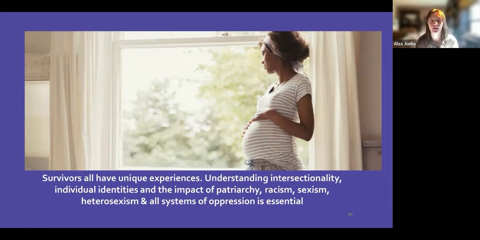To understand this, we can think about how survivors who are in a straight or heterosexual relationship may be treated very differently by law enforcement or their social circles than a survivor who is identifying as LGBTQIA+. And sexuality and gender are just one aspect of a system of oppression, but this can be extended to different identities such as race, citizenship, disability. This is just one aspect, but we really want to be recognizing that survivors all have unique experiences, and we want to be aware of how their certain identities may impact those experiences.